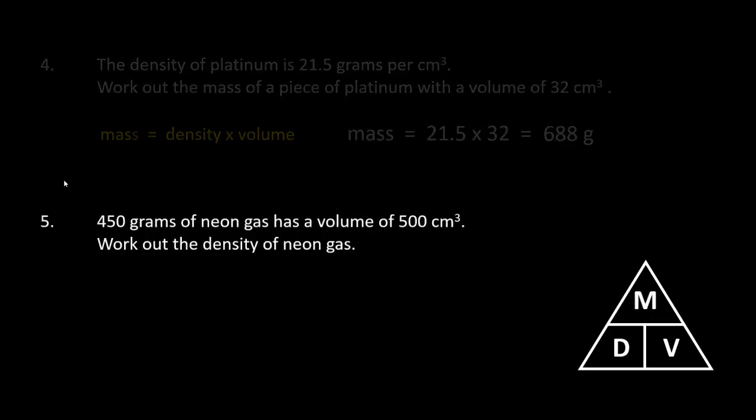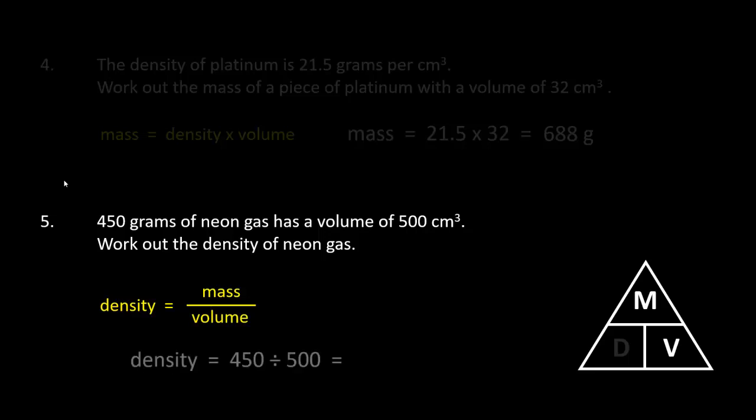Okay, question number 5. We've got to work out the density. We're given the mass and we're given the volume. It says there, work out the density. So we cover up D for density, M on top of V. Mass divided by volume. And so that's going to be 450 divided by 500, 0.9. Funny units for density, grams per cubic centimetre. So if you didn't get those, go back over them, make sure you've got them.